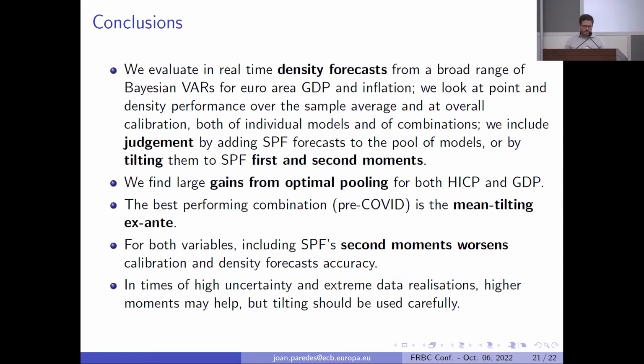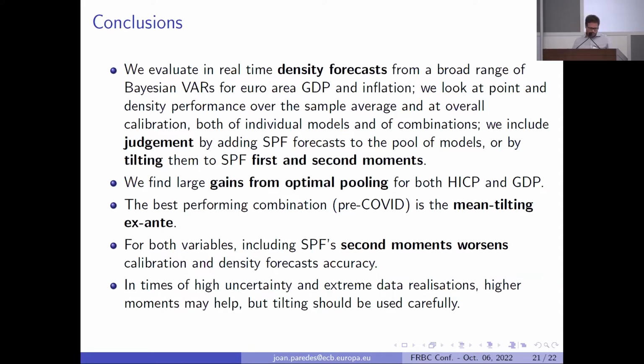We have evaluated, in real time, the density forecast for a Bayesian VAR, looking at the point and density performance, the sample average, and overall calibration. We have seen that tilting not only helps the relative performance, but also the calibration of the individual models.